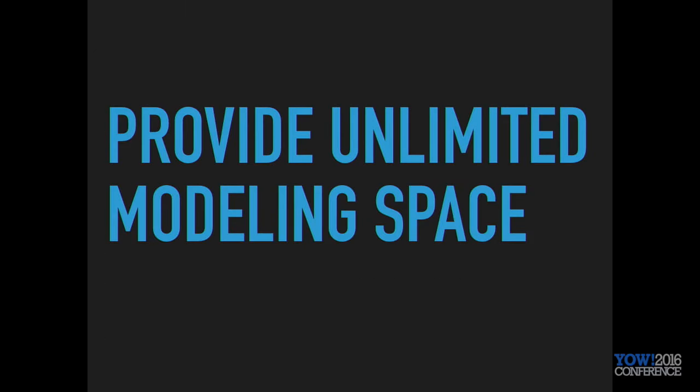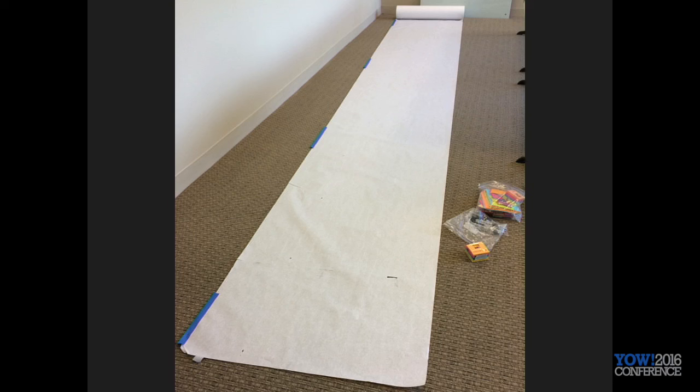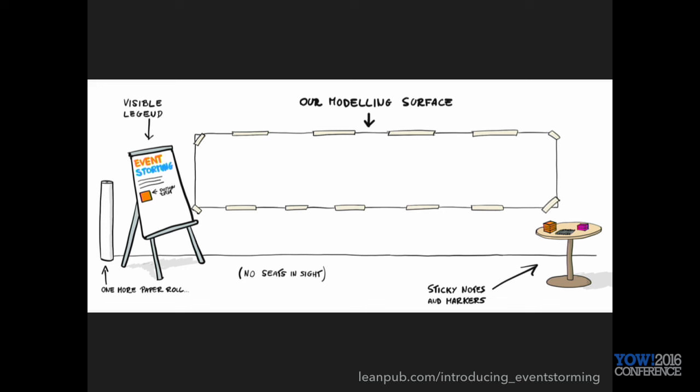So when we do EventStorming, we provide unlimited modeling space. What do I mean by that? I have an IKEA roll of butcher's paper that I'll typically put up on the wall, like that. I don't know how big this modeling is going to get ahead of time, so I want people to feel like they can spread out and put these stickies anywhere they need to. When they come into the room for an EventStorming session, they'll see the butcher's paper on the wall, they'll see a big visible legend that explains the different color codes for the different stickies and the examples of those, and there'll be a whole pile of supplies there for them to use.